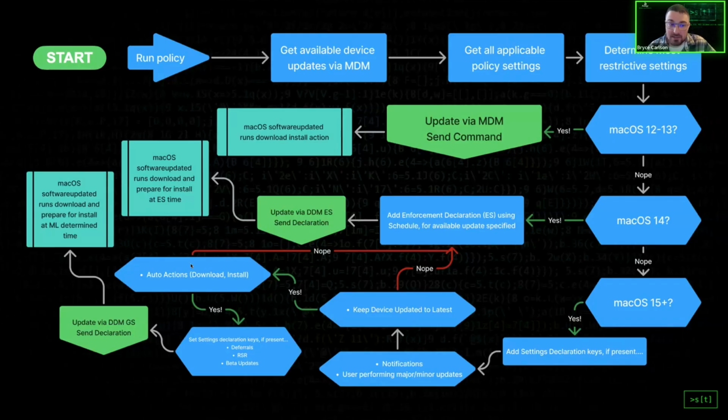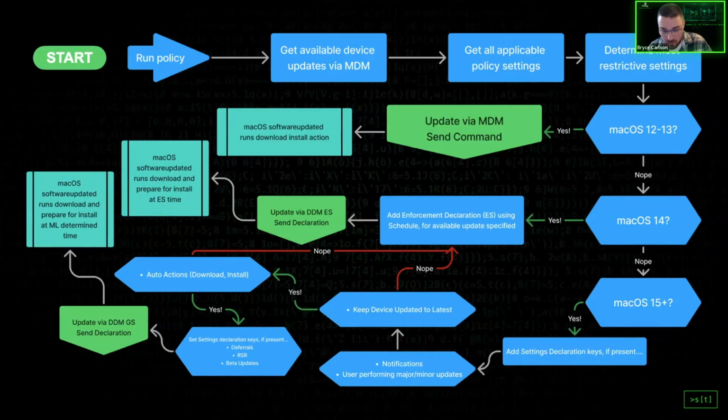If you use keep updated to latest, then you're not going to use the enforcement specific, and you're going to have to do auto actions, deferrals, and RSR. Because again, don't cross the streams. If we send a declaration for the auto action that's taking place, and then maybe down the road, if enforcement specific gets expanded, maybe we'll be able to do both of those. But at this point in time, you'd have to do it for keep updated to latest.